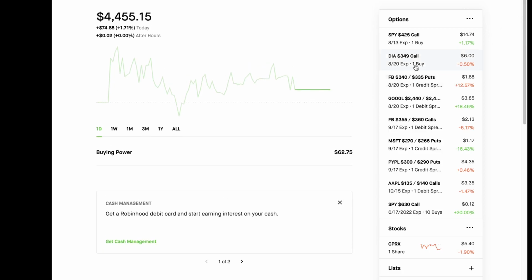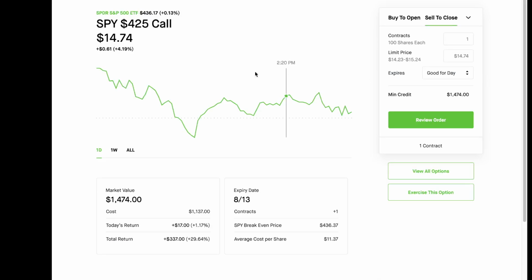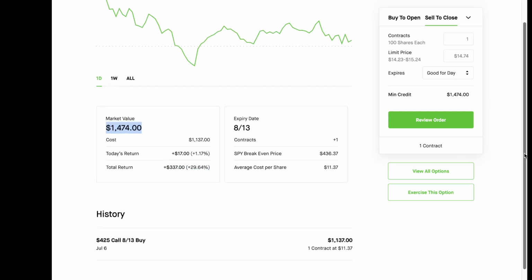Well, I bought this DIA call, and I just bought it too far out of the money, so it's down 23%. But I know better now. I bought this one way in the money at the time, around Delta 80, Delta 70, and that's why I'm able to get this sort of return. I paid 11 right here, 1137. Now it's worth 1474.